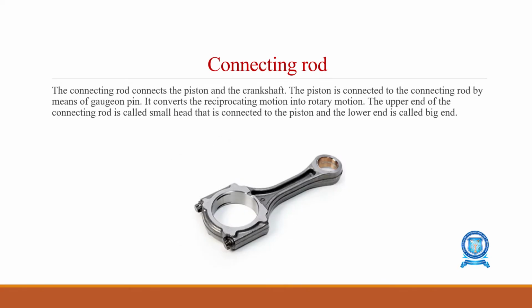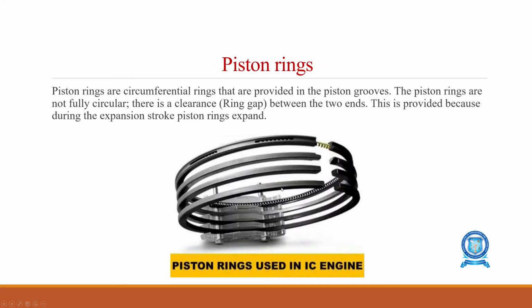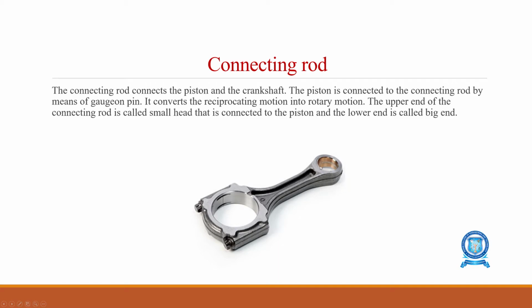The next is the connecting rod. The connecting rod connects the piston and the crankshaft. You see here, this is the connecting rod. The top side is the gudgeon pin area where the piston will be held, and at the bottom side of the connecting rod, the crankshaft will be connected. The connecting rod's purpose is to convert the reciprocating motion of the piston into the rotary motion of the crankshaft.